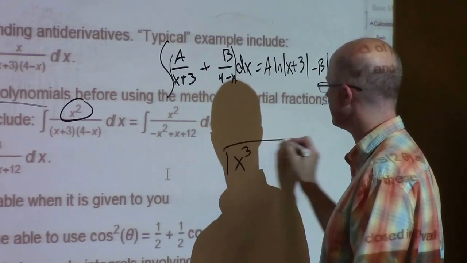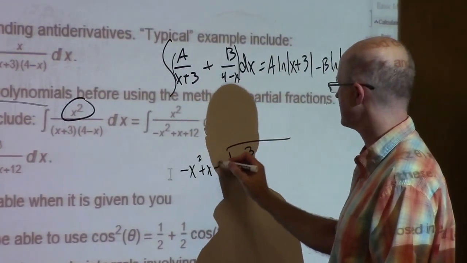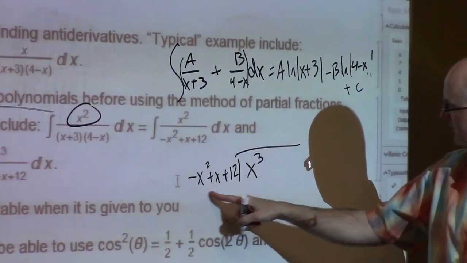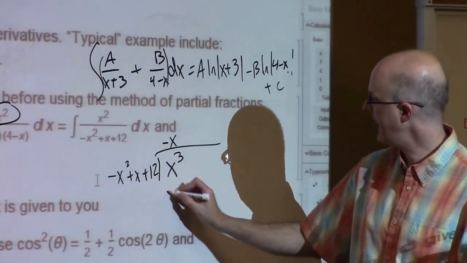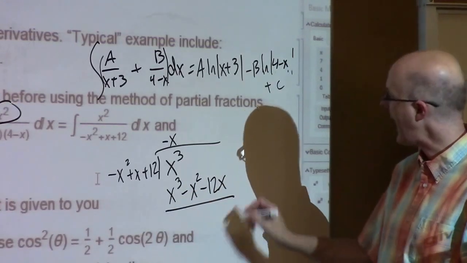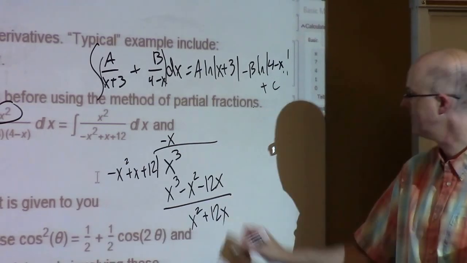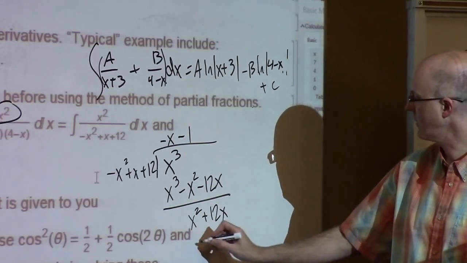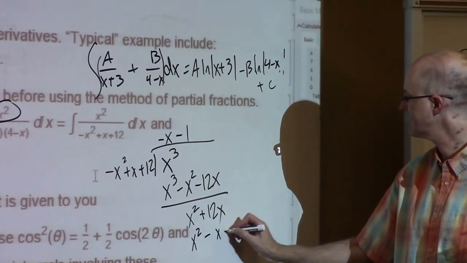x cubed is being divided by negative x squared plus x plus 12. To do that long division, what do you multiply negative x squared by to get x cubed? You multiply it by negative x. Do the multiplication now. Then subtract. Since you're subtracting negatives, they're going to become positives. You've got to multiply negative x squared by -1 to get x squared. Once again, multiply and subtract.